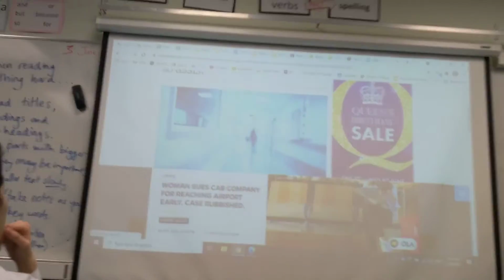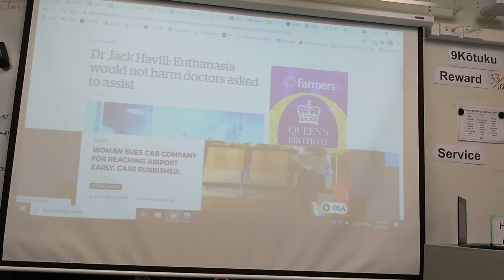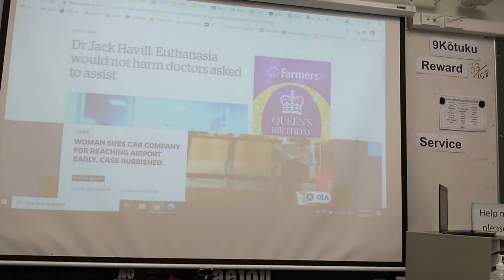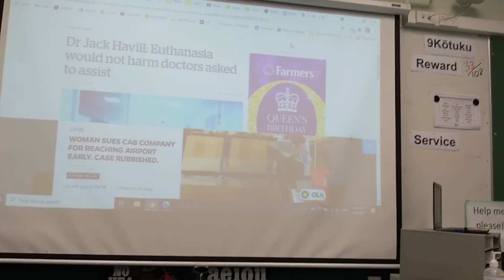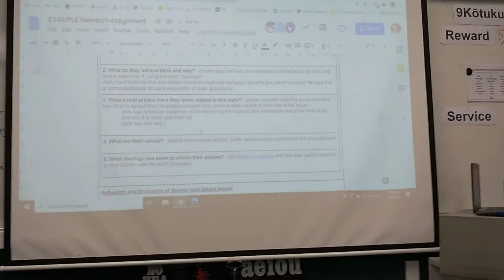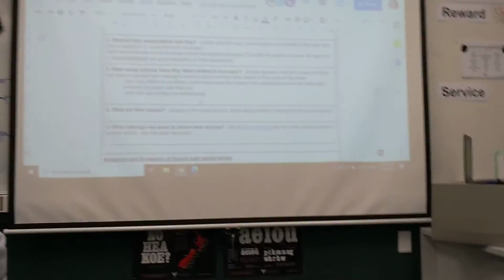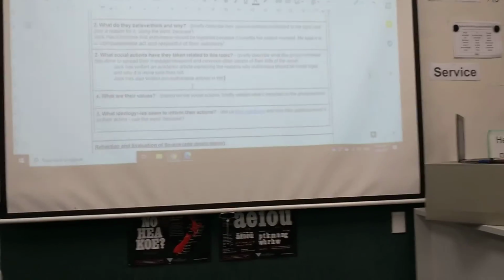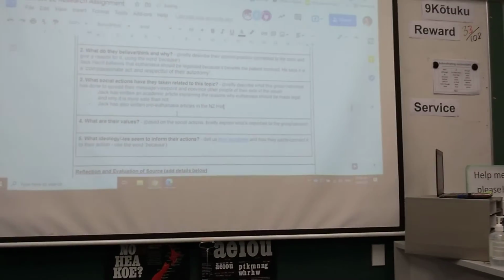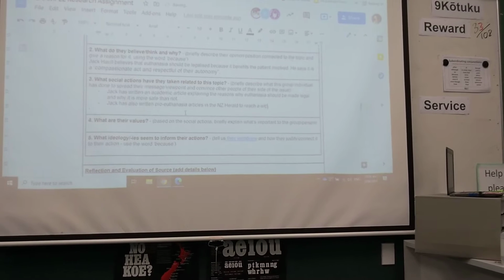He's written this article in the New Zealand Herald in 2018, so he's been talking about it for a while. That's why Googling him is a good idea to find out what else they've said. So you can write here, Jack has also written pro-euthanasia articles in the NZ Herald to reach a wider public.